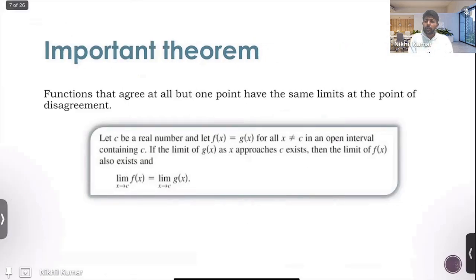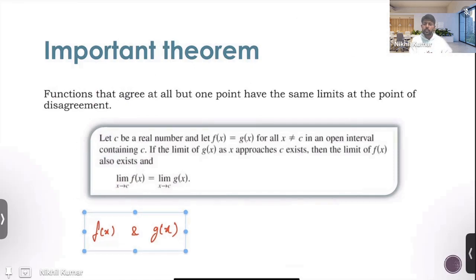So here's a very important theorem. What is the theorem? It says functions that agree at all but one point, f of x and g of x in our case, functions that agree at all but one point, they have the same limits at the point of disagreement.